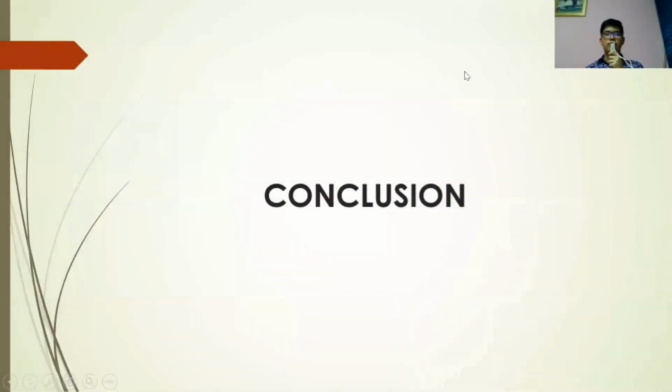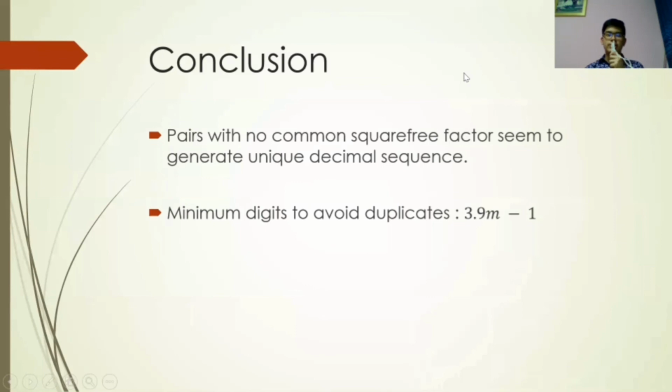Conclusion. The conclusion of this research is that pairs with no common square root factor seem to generate unique decimal sequence, and the minimum digits to avoid duplicates is 3.9 times m minus 1.